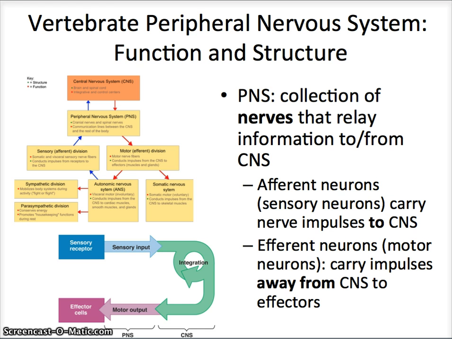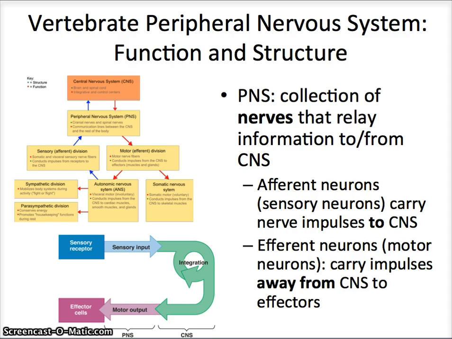The next thing that I want to talk about is the same function and structure type of organization, but we're going to look at the peripheral nervous system in this case. So the peripheral nervous system is any of the nerves that exist outside of the central nervous system. So any of the nerves that are not a part of the brain or the spinal cord.